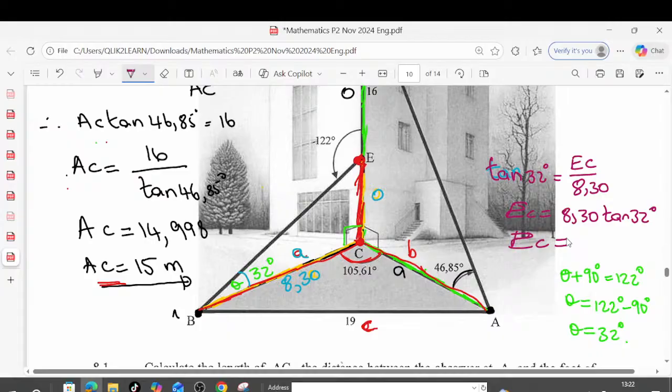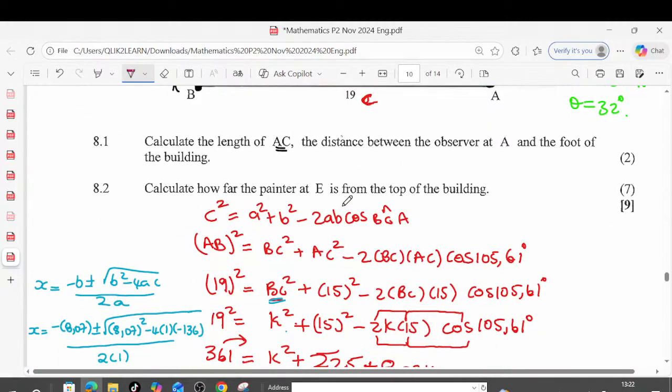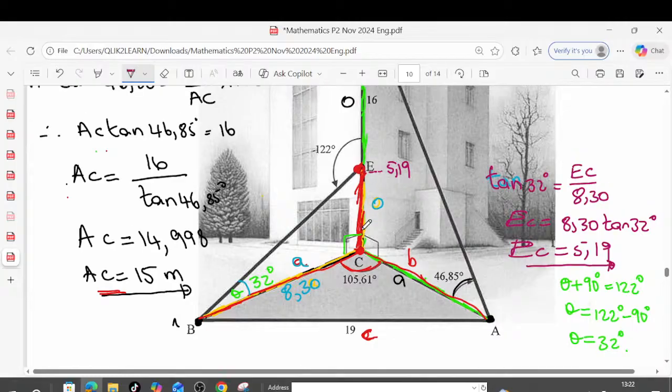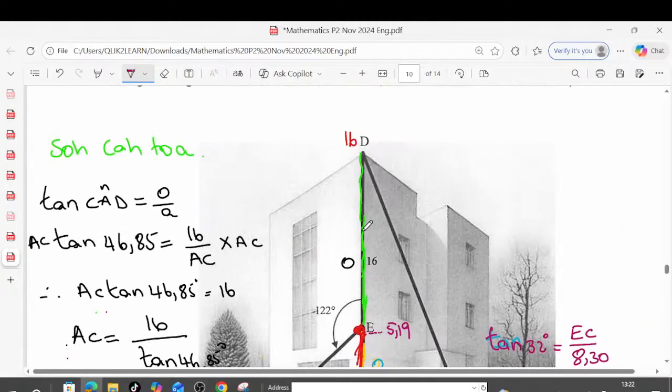So we get our answer as 5.19. But remember, we know that this side here, it's 5.19. That's the length. But the question is asking how far the painter at E is from the top of the building. If this person is 5.19, how far is the person from the building?